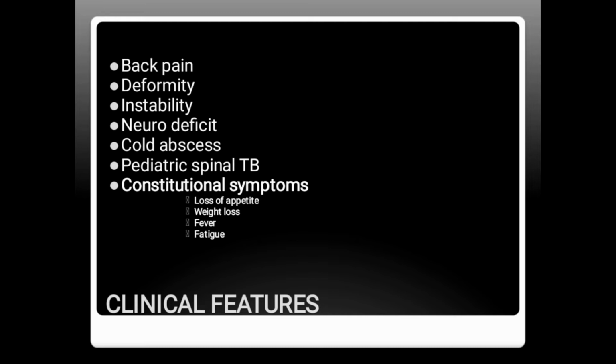Neurological deficit. It can occur either at the active stage of the disease or during the healed stage. Cold abscess. These abscesses typically lack all the inflammation signs obvious in an abscess. Now, pediatric spinal tuberculosis. Due to the immaturity and increased flexibility of the spine in children, they are prone to developing severe deformity progression, and worsening of deformity in children can also occur after the disease has completely healed.